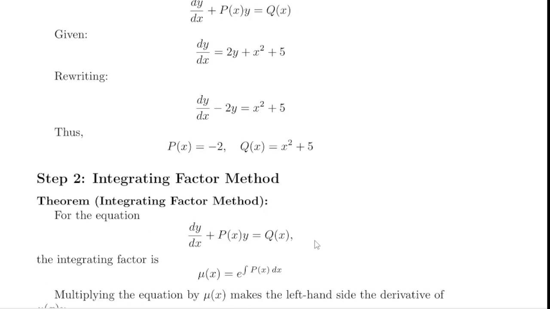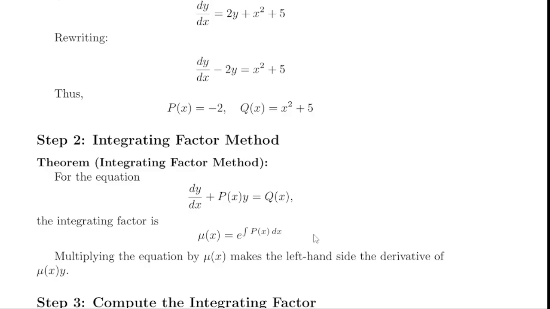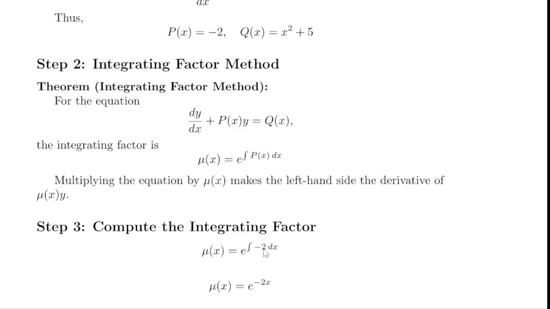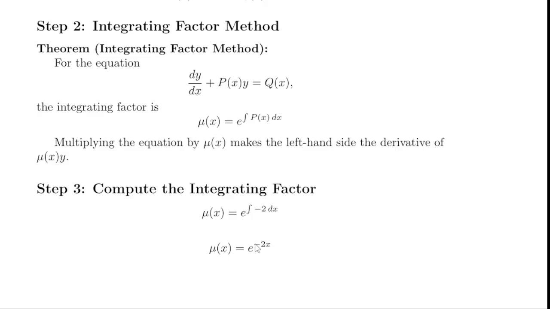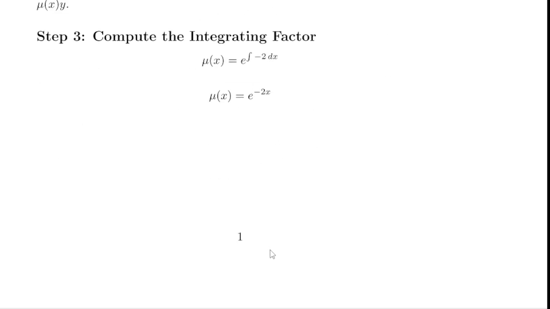The next step is to find the integrating factor. The integrating factor, mu of x, is e raised to the integral of p of x dx. We said p of x is negative 2, so we're going to take the integral of negative 2, which is negative 2x, so our integrating factor is e to the negative 2x. Now we can multiply both sides by e to the negative 2x.